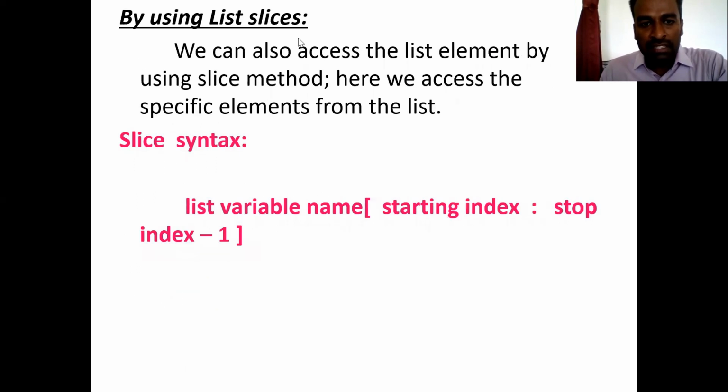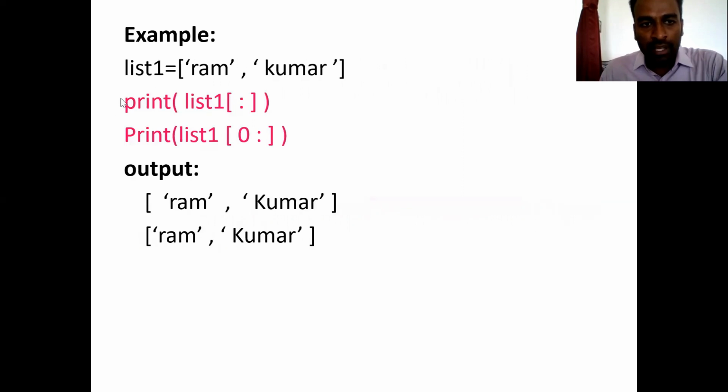And by using list slices, we can also access the list elements. By using the slices method, we access specific elements from the list, from the start index to the stop index. Starting index and then stop index minus 1. Here list 1 equal to Raman. Print list 1 to print all the indexes in list 1. And list 1 of colon, the result starts with 0 and goes to the end.